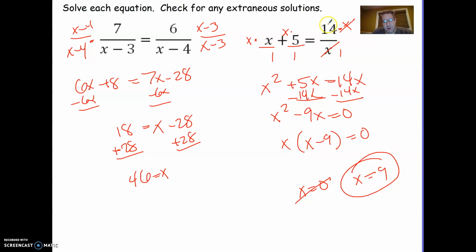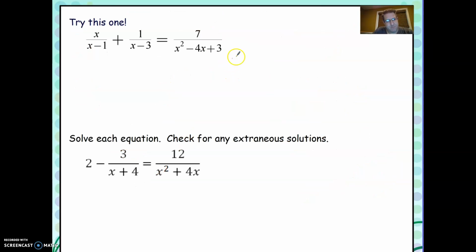So 9 in the denominator works. 14 divided by 9 can be done. And obviously it can be done for here because there is nothing in the denominator. Anything over 1 would be just itself.